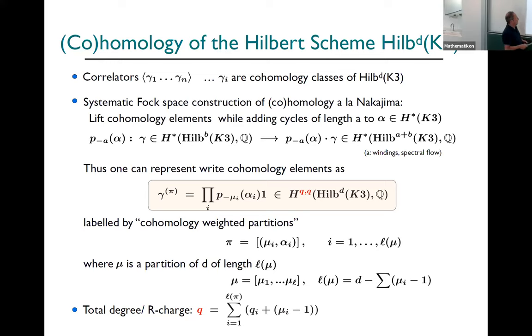can be combined. Typically, the mu_i form what is called a partition of d. But because of this mixture with K3, they come together paired with some homology class of K3, H1 plus, for example. One has a list of these combined partitions, and that is called a homology-weighted partition. So that's the kind of extension of coverings, and there's a total degree or charge.